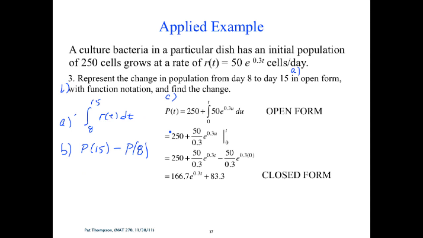We can do this apart from the P function and just think about a new net accumulation starting from 8. We're going to accumulate starting from 8 up to 15 at that rate. And then how are we going to get that value? Yeah, we're going to plug 15 in here. Or put your closed form function in GC, and then just write that in GC and it'll tell you the answer. Put the closed form function in, P of t equals that, or open form, and then just type P of 15 minus P of 8.